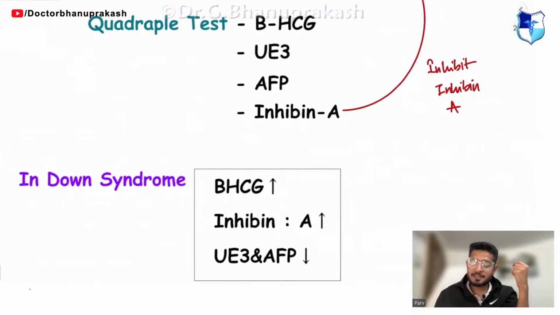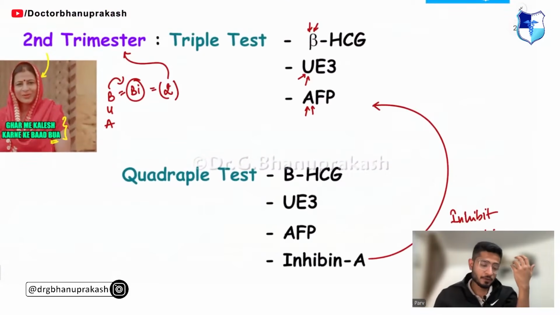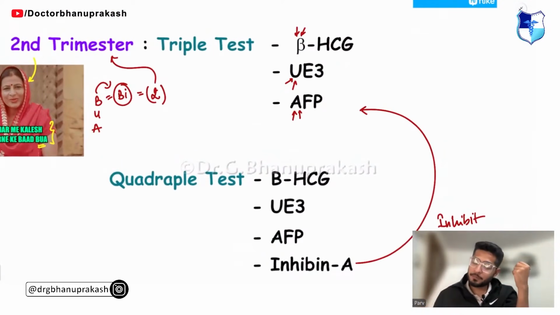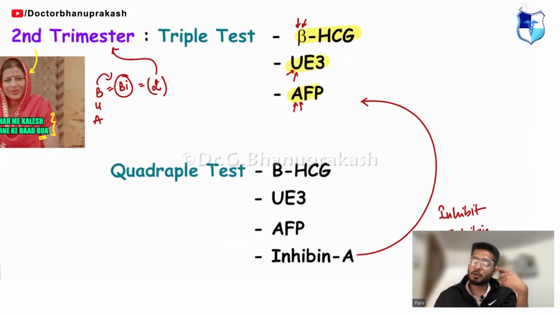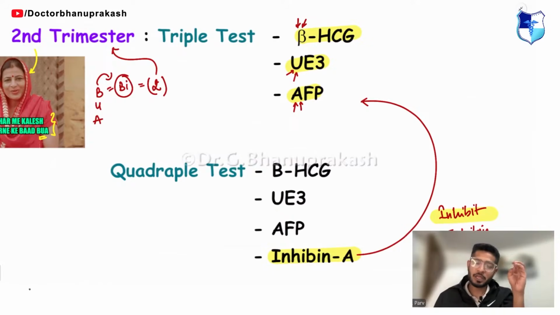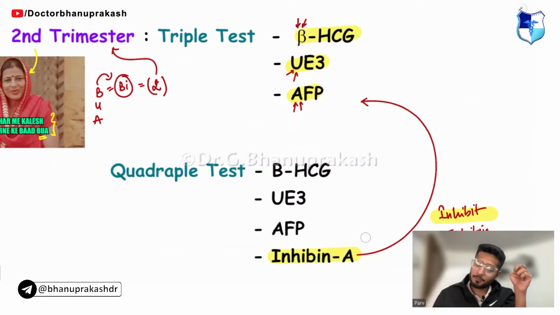Coming on to the quadruple test and the triple test. Remember the quadruple test and you will be able to understand the triple test. Or you can simply remember the second trimester BUA: B for beta HCG, U for unconjugated estrogen and AFP, and in quadruple there is one more, inhibin A. If you remove inhibin A from quadruple, you will get triple.